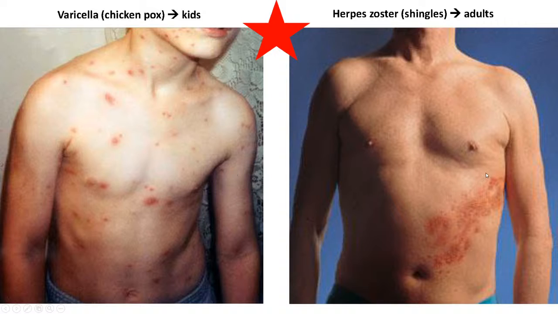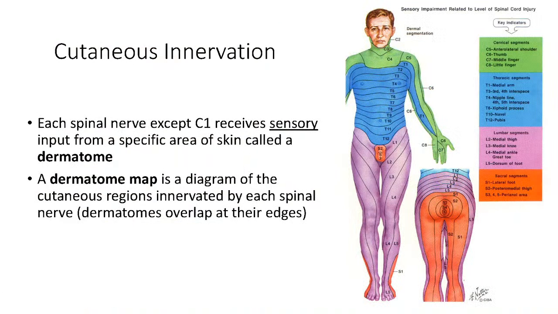Now, as an adult, it lives in your dorsal root ganglion, and when you get shingles, it travels out along the nerve that is affected. All right, and follows this path. You can see the path of the nerve here. All right, so this map is called a dermatome map.